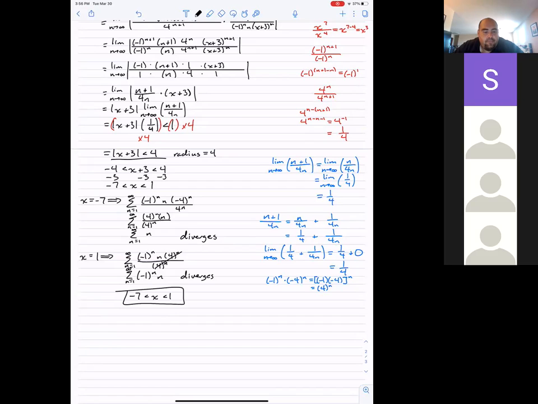So if it converges at the boundary, then the inequality sign would be less than or equal to, right? Correct.